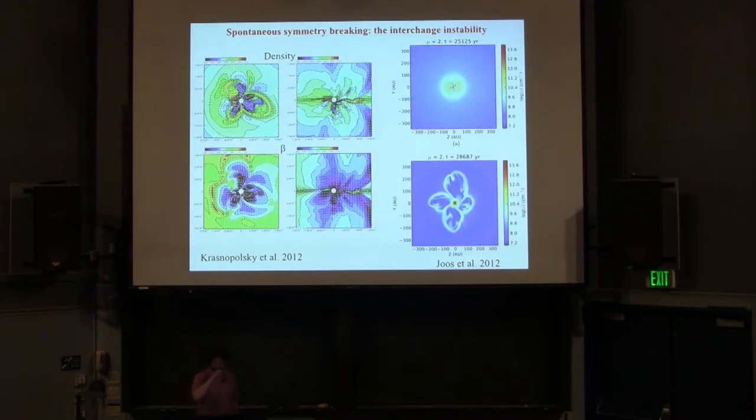An interesting instability which has been found by Krasnopolsky et al. is the so-called interchange instability. Essentially, as you are piling, you are dragging your field in, so you pile the magnetic flux in the center of your core, and then at some stage you have some numerical, or physical, magnetic diffusion, that should be similar in that case, which will let this magnetic flux be released around.